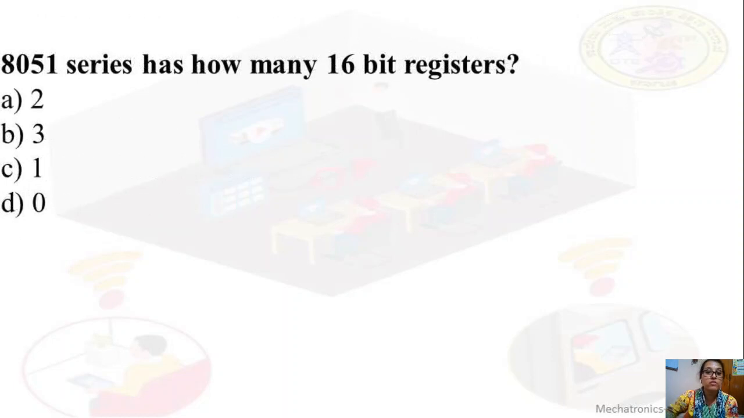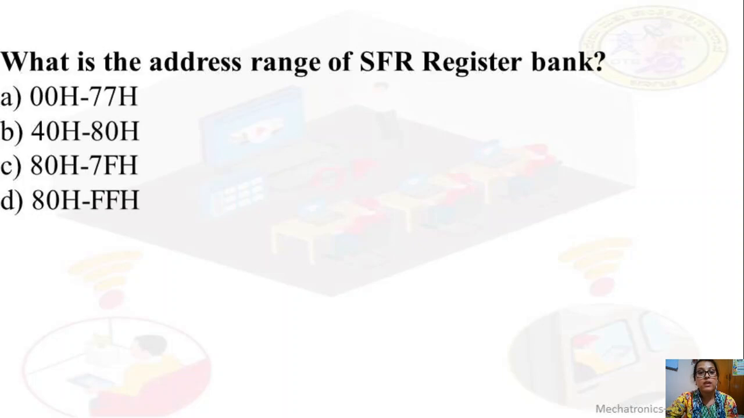Okay. 8051 series have how many 16-bit registers? There are two 16-bit registers. One is a program counter and another one is a data pointer. So, two 16-bit registers. What is the address range of special function register bank? That is 00 to 77H, 40 to 80H, 80 to 7FH, 80H to FFH. 80H to FFH, that is option D.